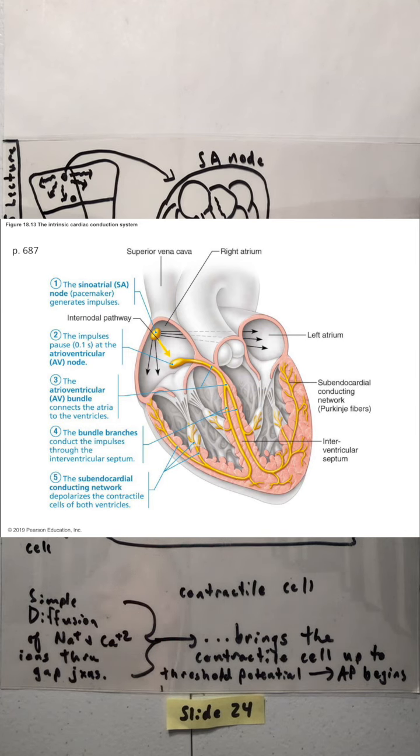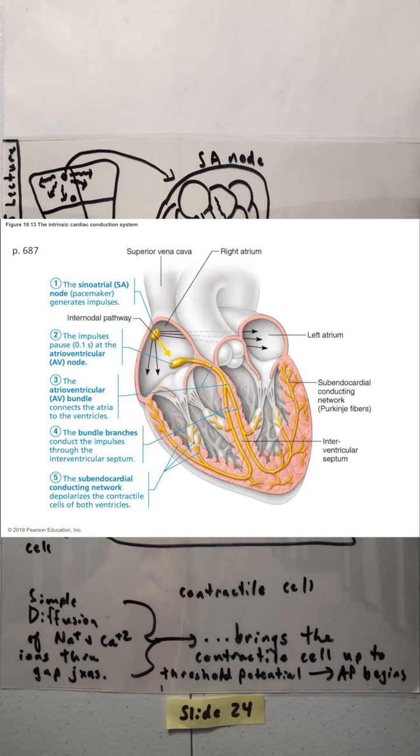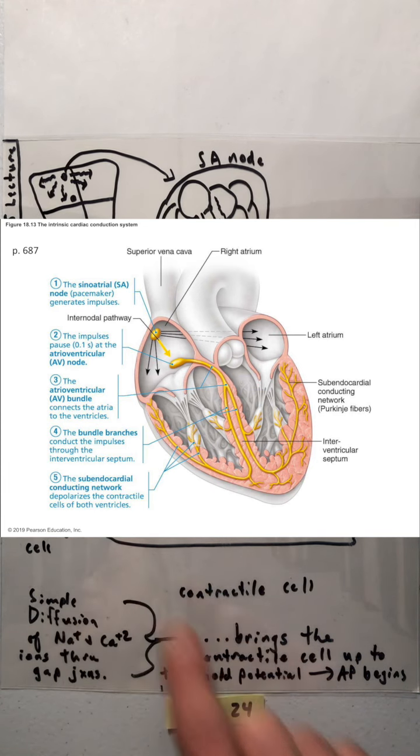But what's not shown on slide 24 is that all of those autorhythmic cells in there are connected by these gap junctions to these contractile cells. So I just want you to be aware, again, as the signal, the action potential depolarization wave moves through this intrinsic conduction system, it also bleeds out to all of the contractile cells by virtue of these gap junctions.